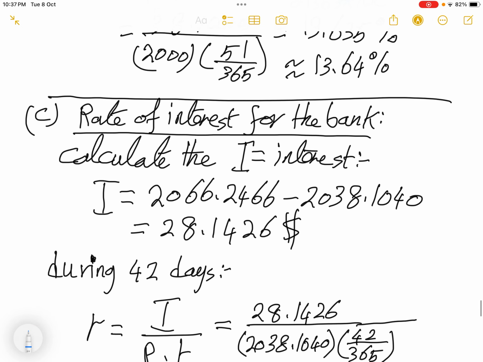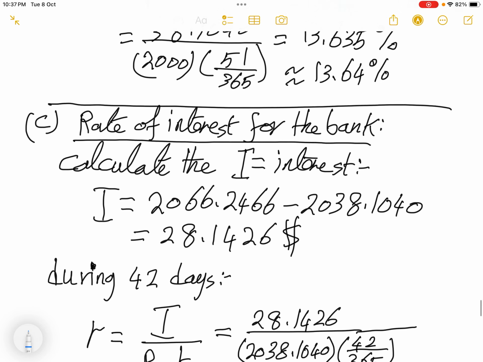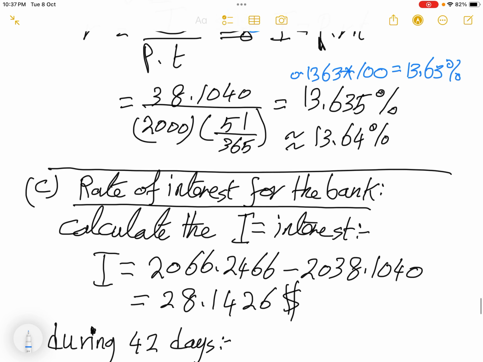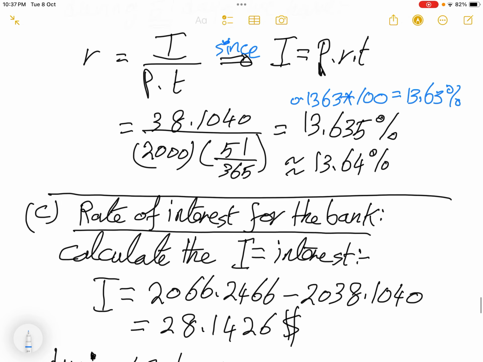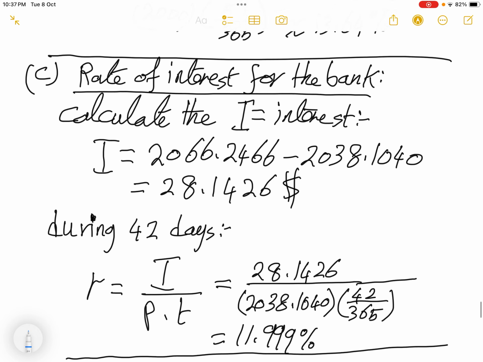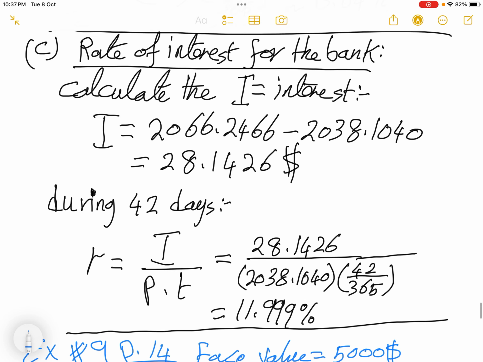Here, rate of interest for the bank. Calculate the interest I. I means here you will have the maturity value minus the proceed. You will have here 28.1426. During 42 days, we will have this number.